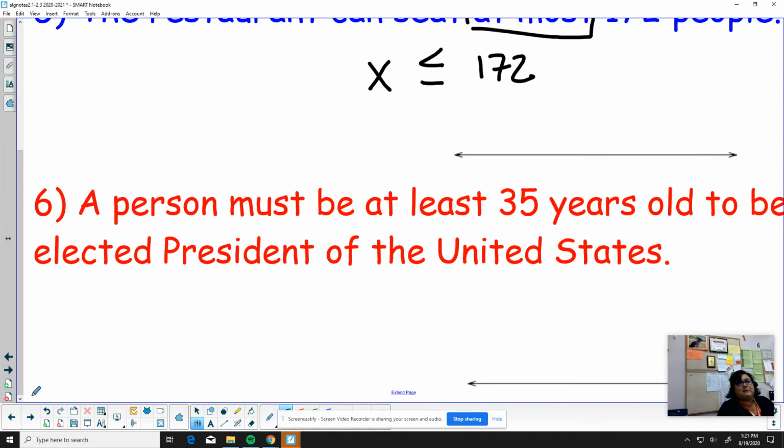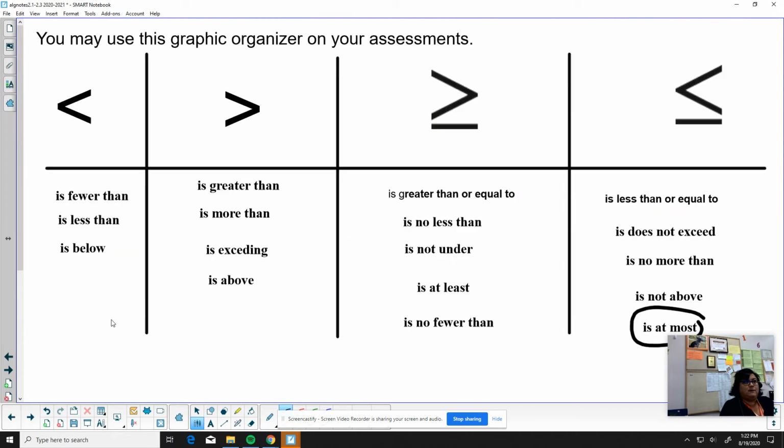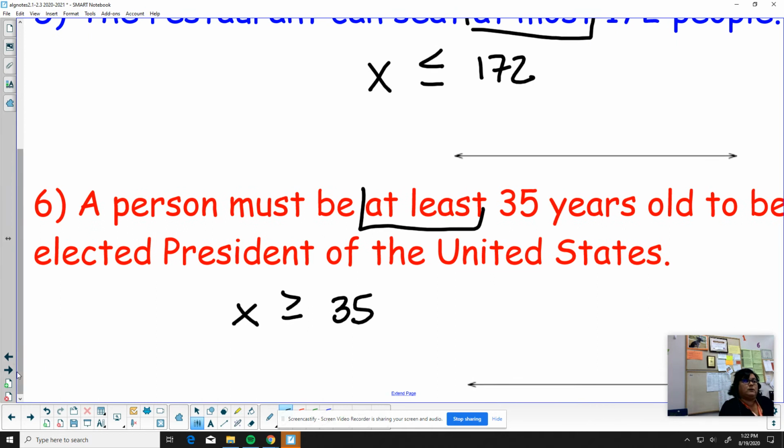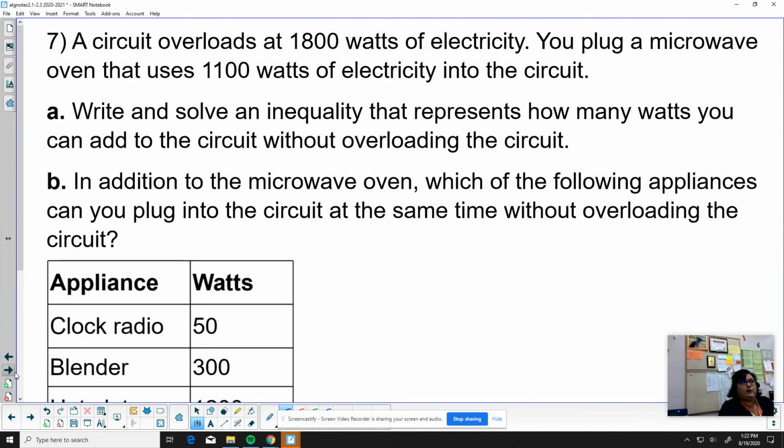So let's go down here. It says a person must be at least, there's our inequality words, 35 years old to be elected president of the U.S. So X and 35 are there. And you have to be 35 or older. So that's greater than or equal to. Because you can be 35 and be president, but you can also be a number bigger than 35. So this is our inequality. And again, if I'm not sure, I go back and look, and here's at least right there. So we know that it's greater than or equal to. So we can use that graphic organizer, or we can use our brain power, up to you.